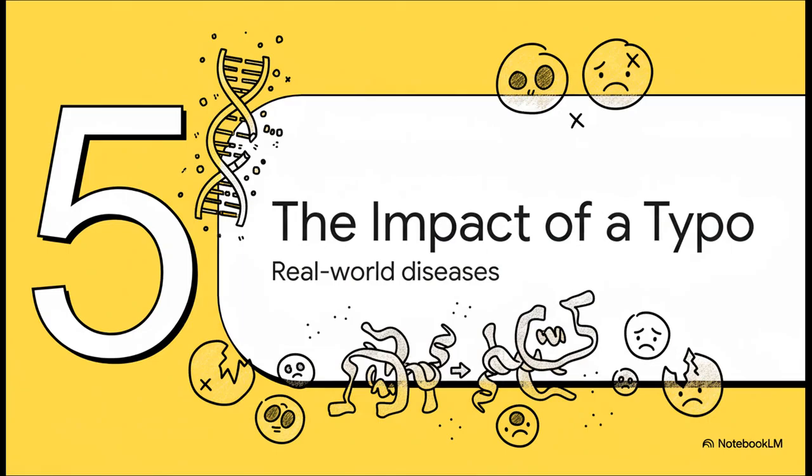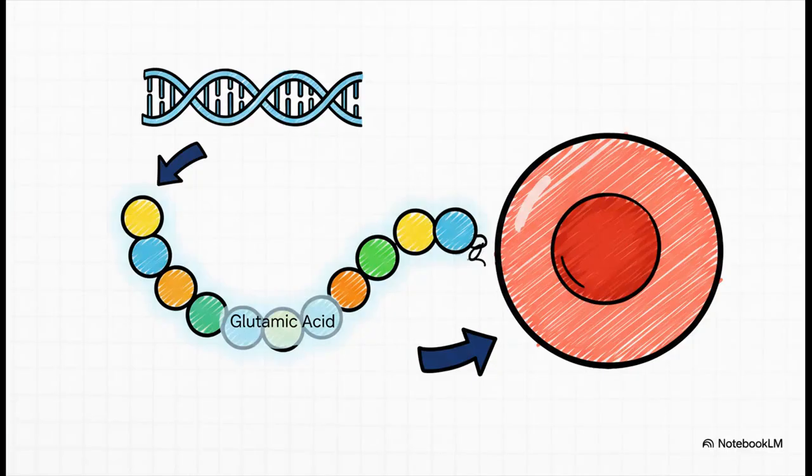Okay, so let's bring all this theory into the real world. A lot of really serious genetic diseases are the direct result of these tiny typos we've been talking about. Let's start by looking at the gene for beta-globin. It's a key protein in your red blood cells. Here's a little piece of the normal DNA, and you can see the amino acids it codes for. Pay attention to that fourth one in the list, glutamic acid.